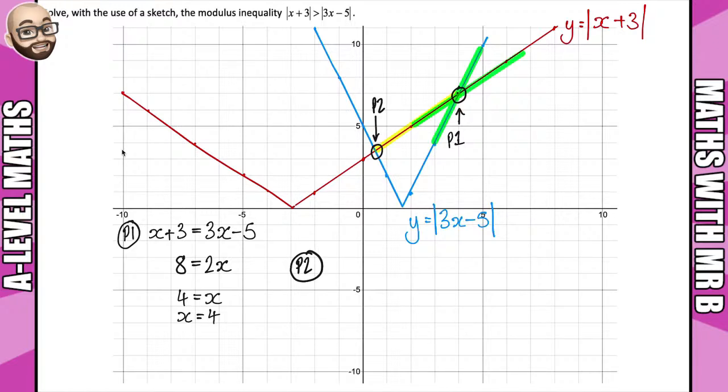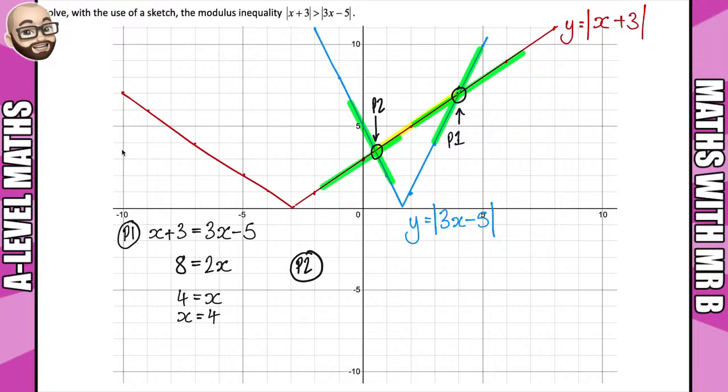Now again, we need to make sure we know what lines are crossing at that particular point. Again, we've got this line here, which is x plus 3. But then we've got this line, and the equation of this line here is not 3x minus 5. This line that I've just highlighted does not have a gradient of 3, nor does it cross the y-axis at minus 5. In fact, it's the exact opposite. It's got a gradient of minus 3, and it crosses the y-axis at positive 5. So actually, it's the inverse of this modulus.